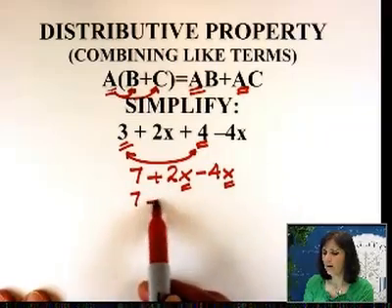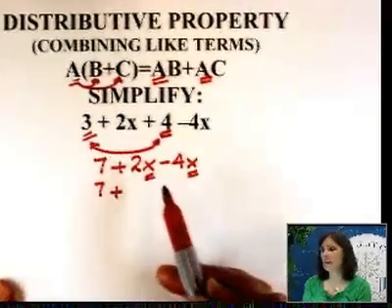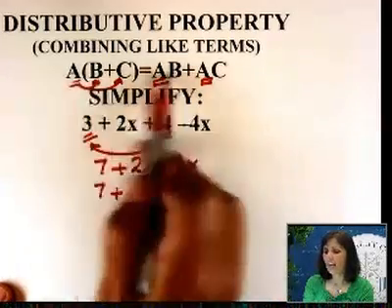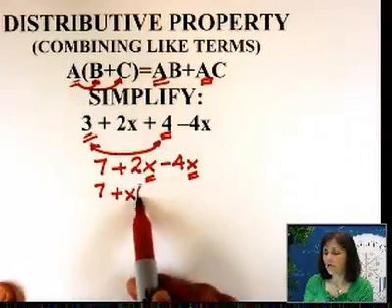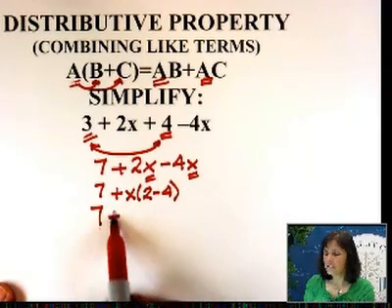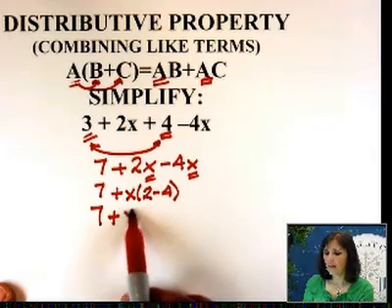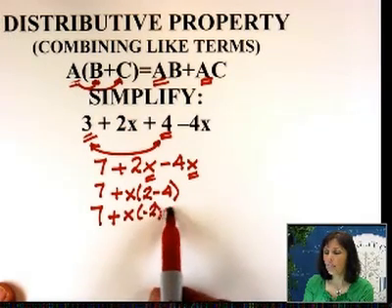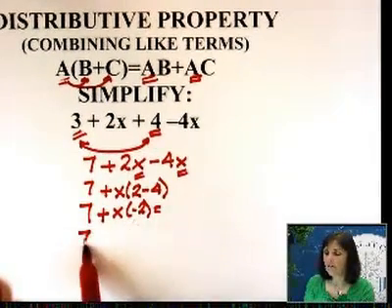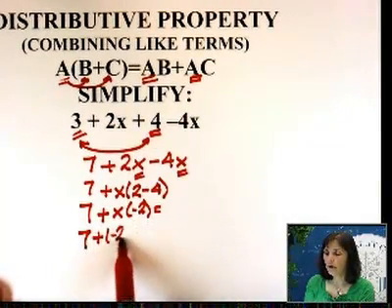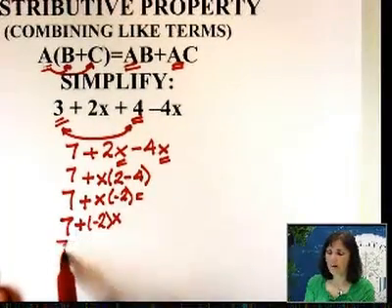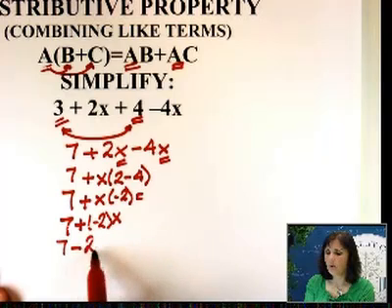You have the 7 here. And since these two are like terms, I can put them together. So that means I can pull that a out, and in this case, that a is x. And you have 2 minus 4. And you have 7 plus 2 minus 4 is negative 2. X times negative 2. And usually you put the coefficient, which is the number that goes with the variable, first. So you have 7 plus negative 2x. And usually you don't even bother with these parentheses. You end up with 7 plus minus, that's minus 2x.